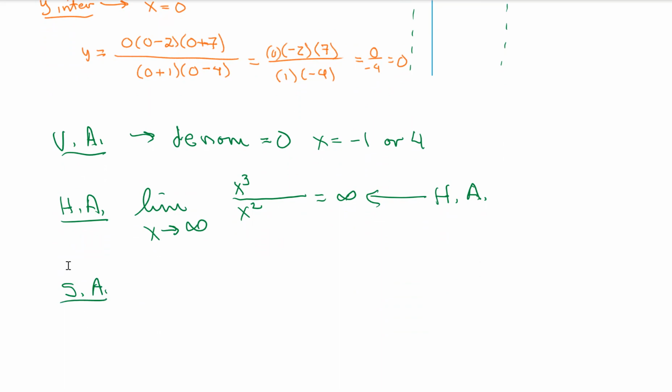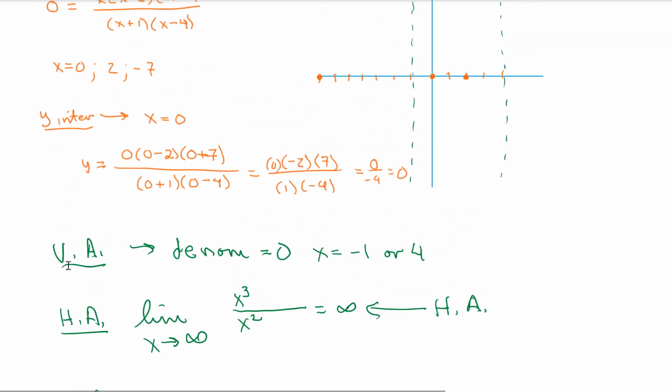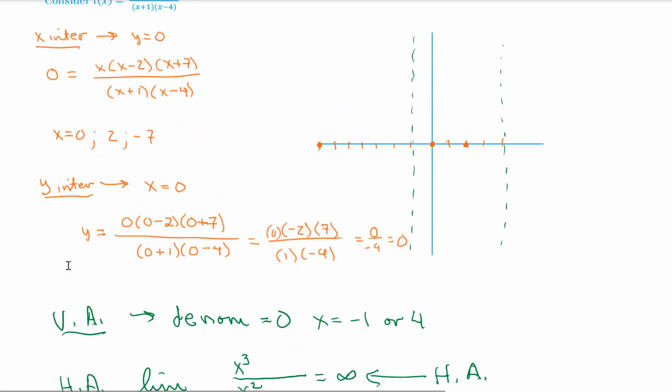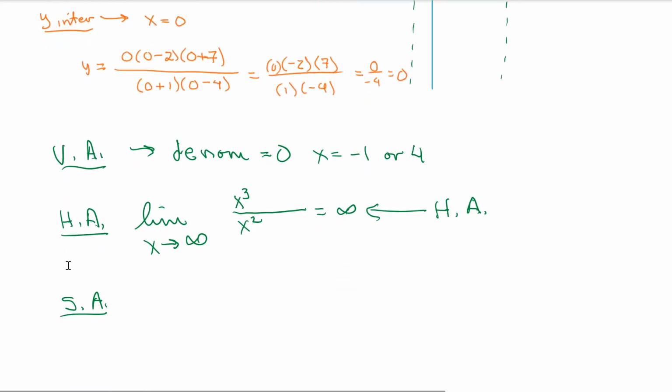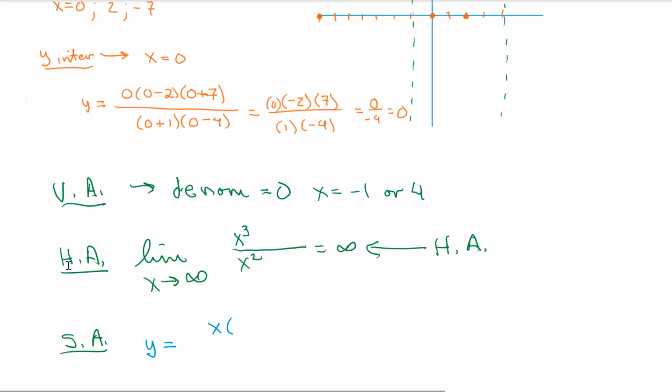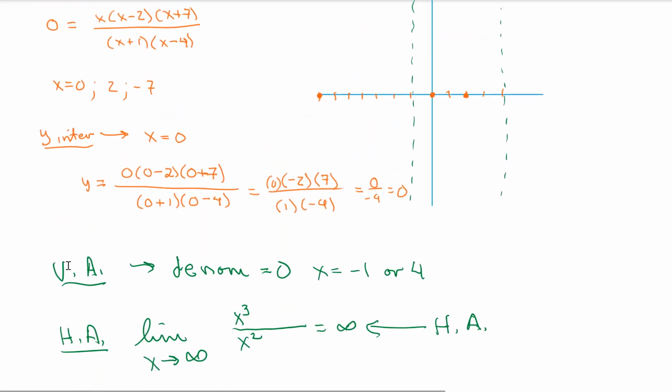The slant asymptote only occurs where the numerator is 1 degree higher than the denominator. Take a look up here at the horizontals. That's the situation we have here. Sure enough, we're going to have an x cubed over an x squared. So what I'm going to need to do is multiply out my function. I'm going to have y equal to x times, and I'm going to do this just one step at a time so you can see what's going on.